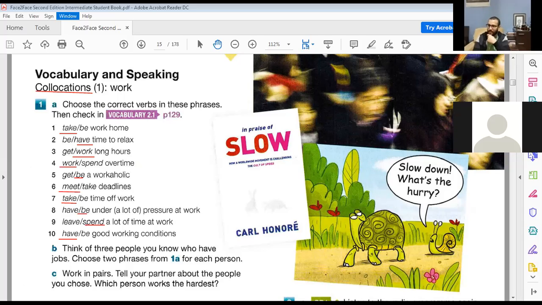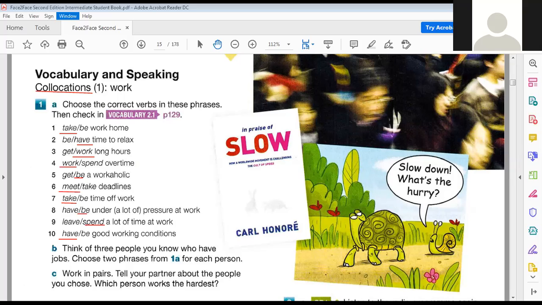Great. And I spend a lot of time at work, and I have good working conditions. Okay, but you can also use negative. You can say I don't have good working conditions, or I don't meet all my deadlines, or I don't work overtime. So here you have the option. You can use positive and negative to talk about yourself. All right. Okay, who else would you like, Najat, to tell us a little bit about your work?